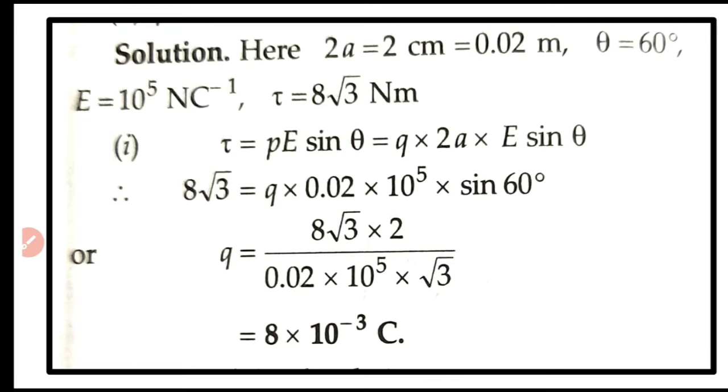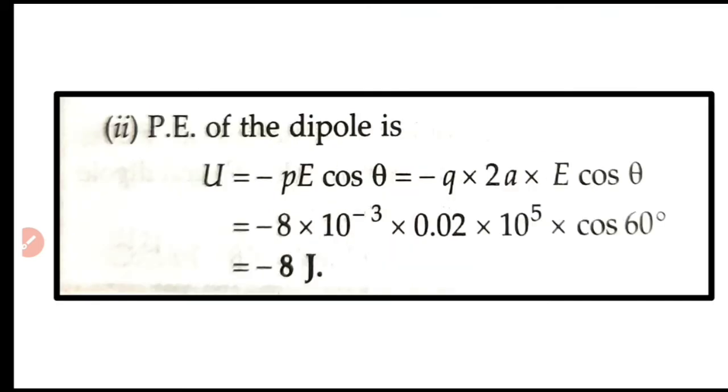The dipole length is given, the angle made by the dipole with the electric field theta equal to 60 degree, that also is given. So using the equation tau equal to P E sin theta, we can calculate charge. P is 2aQ, a we know, Q we don't know. So we will get Q to be 8 into 10 raised to minus 3 Coulomb.